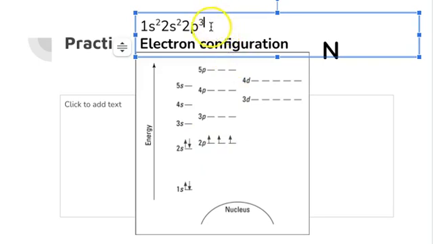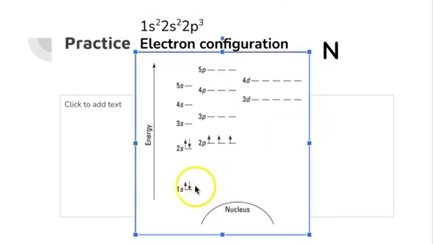So I do a quick check. I add up my exponents, 3, 4, 5, 6, 7. I look at my arrows. I have 2, 4, 5, 6, 7. I check the periodic table. N is 7. So this is my orbital diagram for nitrogen, and this is the electron configuration, or the code for where the electrons can be found.